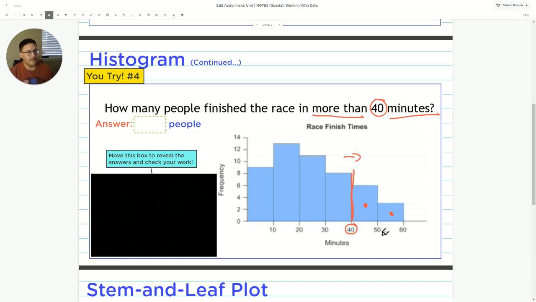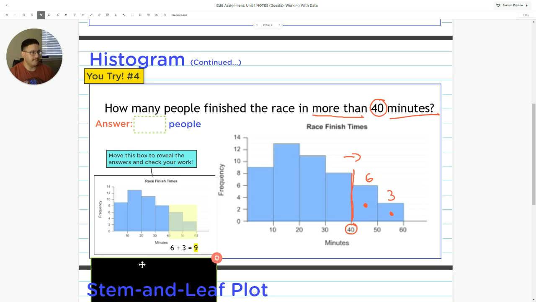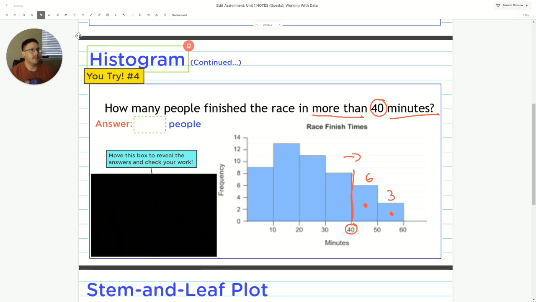Now between 40 and 50 minutes, we have a frequency of about 6. And then between 50 and 60, we have a frequency of about 3. So 6 plus 3, I believe, should be 9. So that means 9 people finished the race in more than 40 minutes. And that's it. That's it for you try number 4.